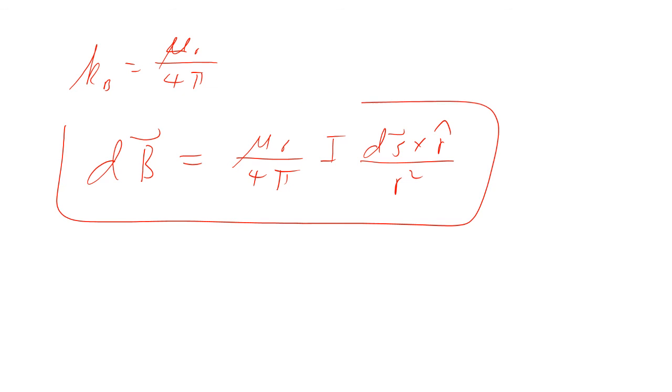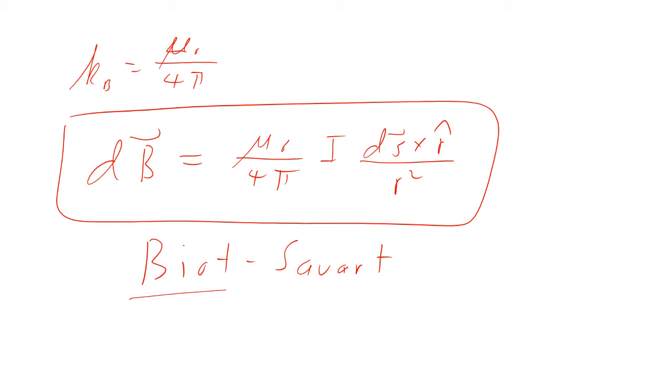And so that is called the law of Biot and Savart, after two physicists that studied this. The Biot and Savart law is how you actually find the magnetic field. You find the differential magnetic field due to some little piece right there. If you want to find the total magnetic field, the total magnetic field would be the integral of that.